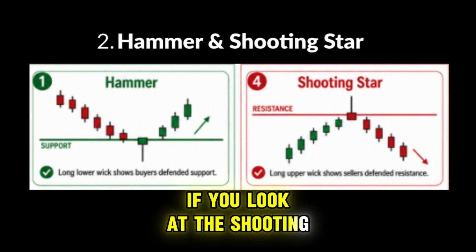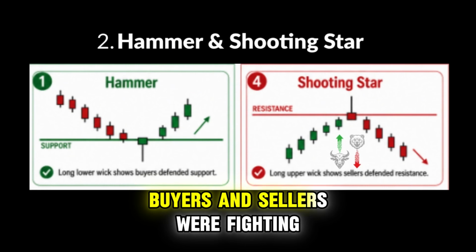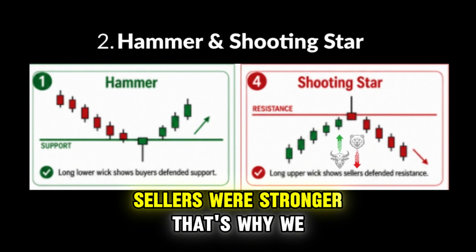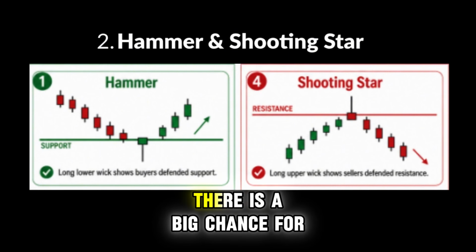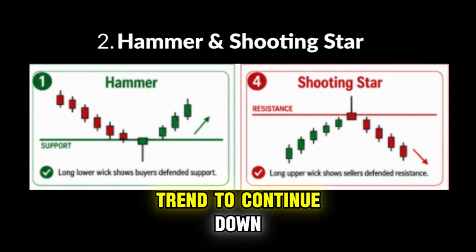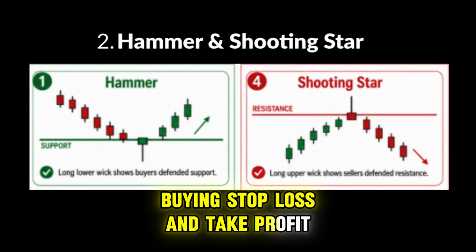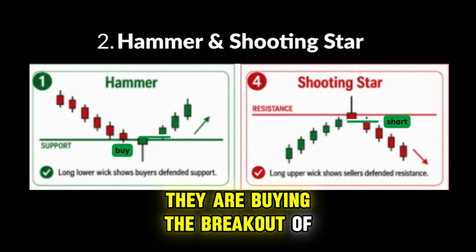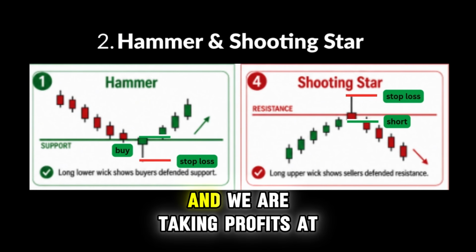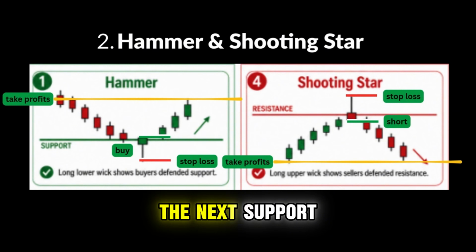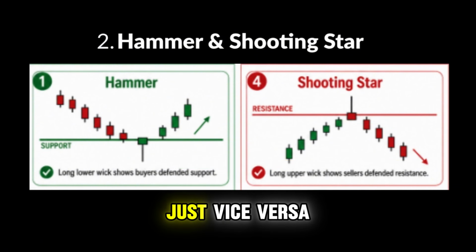If you look at the shooting stars, you can see that after touching the resistance line, buyers and sellers were fighting, and sellers were stronger, that's why we have this big wick. After that, in most cases, there is a big chance for the trend to continue down. We set the same buying, stop loss, and take profit orders. We are buying the breakout of the candle, setting the stop loss below the wick, and we are taking profits at the next support or resistance level. The same works for the shooting star, just vice versa.